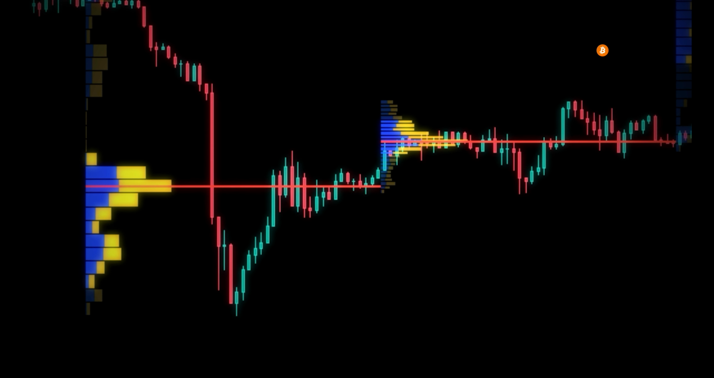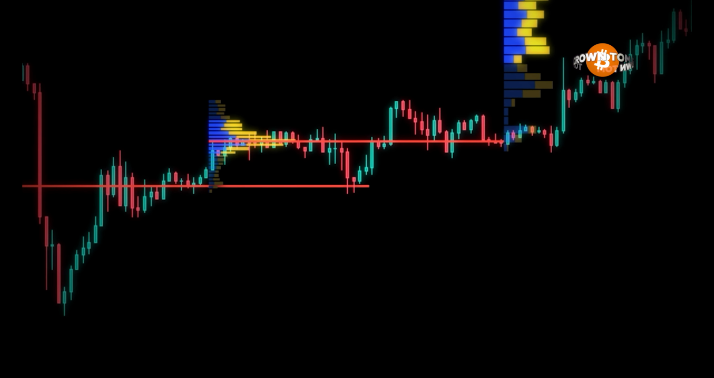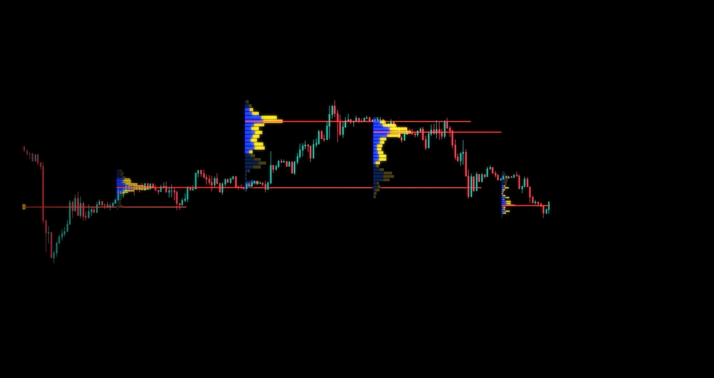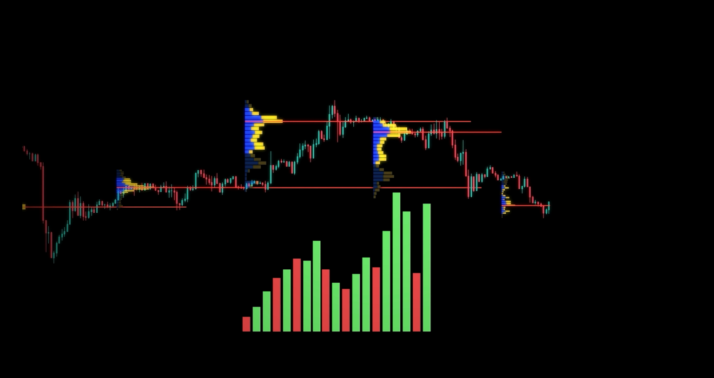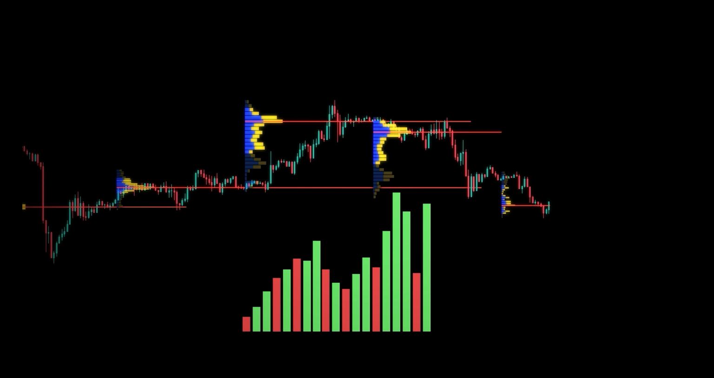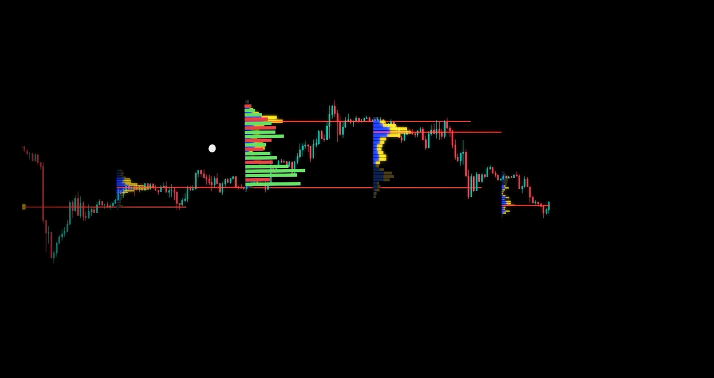The volume profile is a versatile tool used by traders to analyze the volume traded at each price level within a specified time frame. Unlike traditional volume indicators that show volume over a fixed period, volume profile displays volume distribution vertically on the price chart.